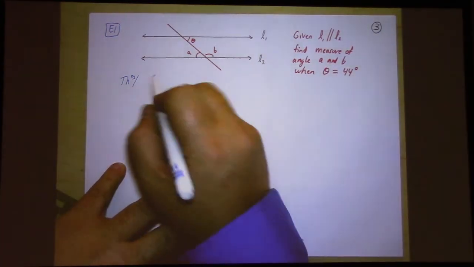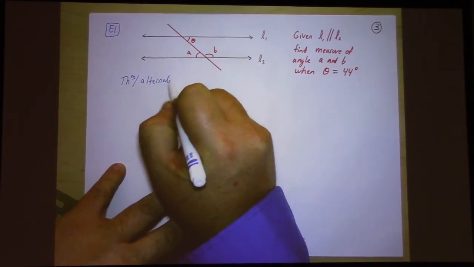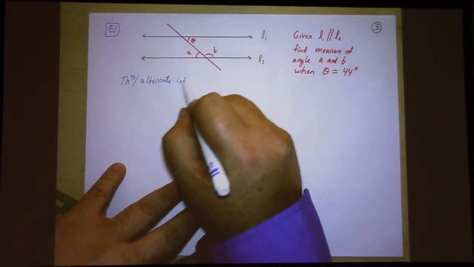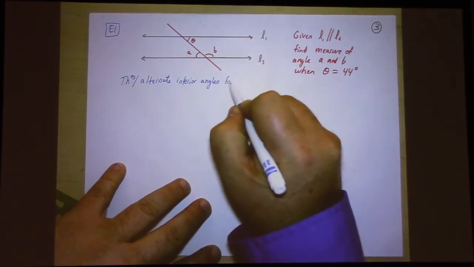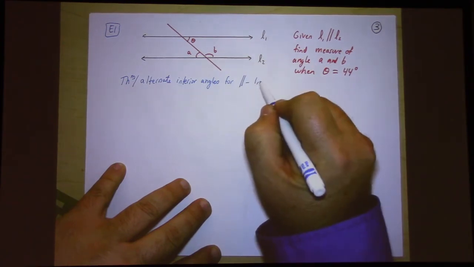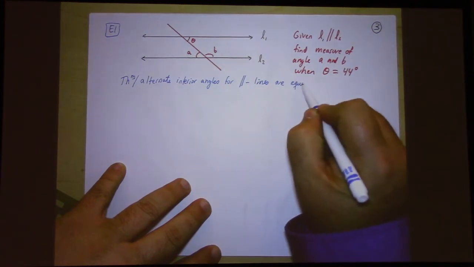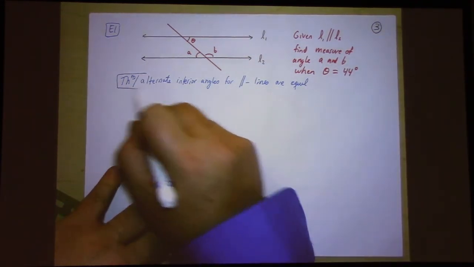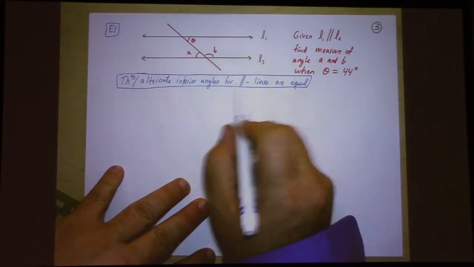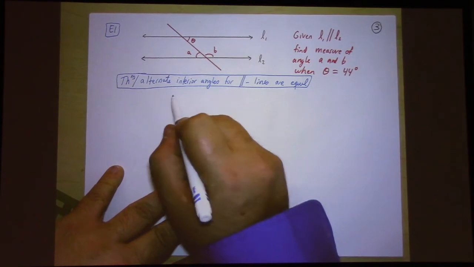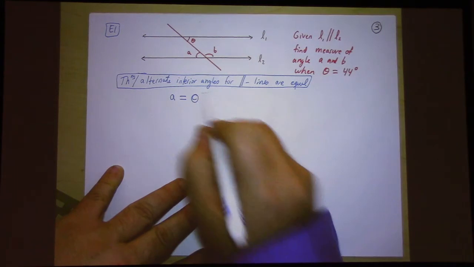Theorem: alternate interior angles for parallel lines are equal. Right, this is a theorem of geometry. So what does this say here? For us, the alternate interior angles are A and theta. So that's what that means.